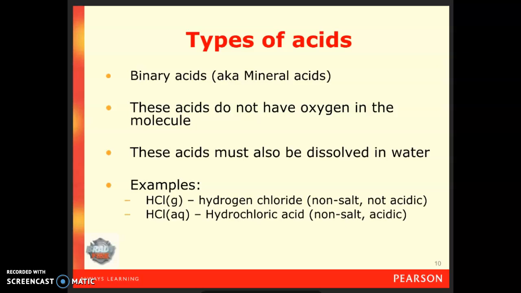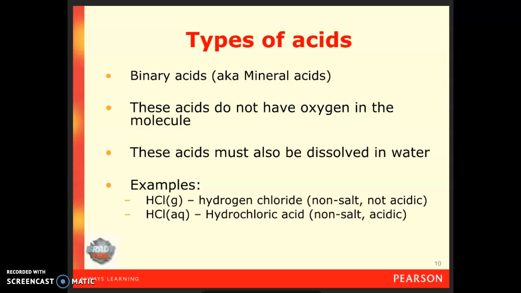There are the binary acids, sometimes referred to as mineral acids. What is striking about these is these are acids that do not have oxygen in their chemical formula. And these are also acids that can exist in the gas phase as molecular compounds outside of water. So in order to become corrosive, in order to actually have acidic properties, these acids must first be dissolved into water. So a real common example of a binary acid is hydrogen chloride.